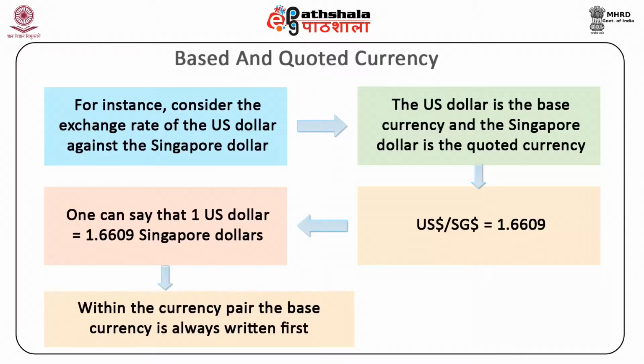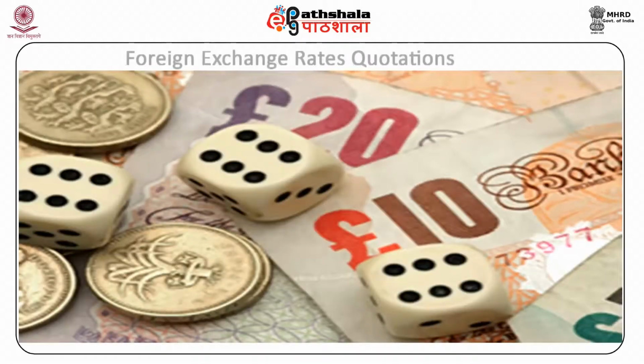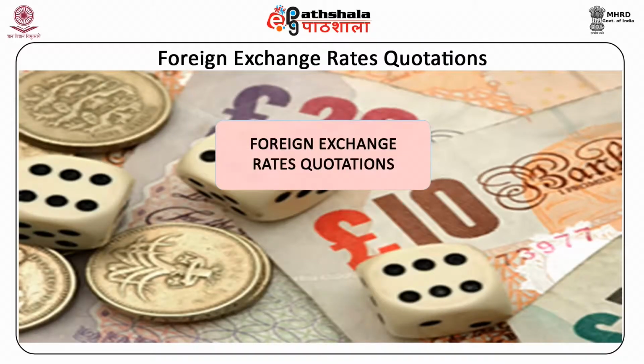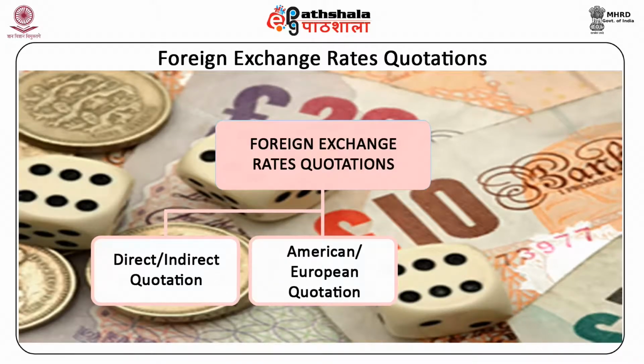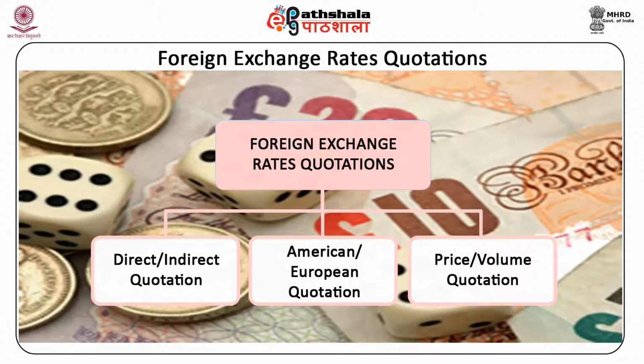The following currencies can replace the US dollar as the base currency: British pound, euro, Australian dollar, which depends upon market fluctuation, and New Zealand dollar, which also depends upon the market fluctuation. There are many cases when a currency pair does not include the US dollar. These pairs are called cross rates. For example, the British pound against the Australian dollar. Next, we will be talking about foreign exchange rate quotations: direct or indirect quotation, American or European quotation, price or volume quotation.